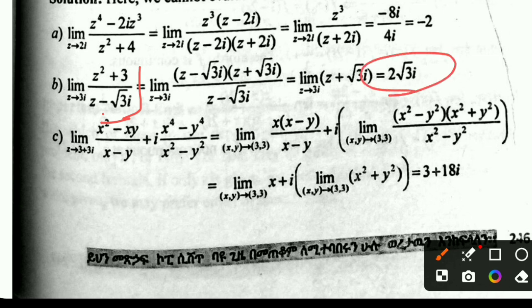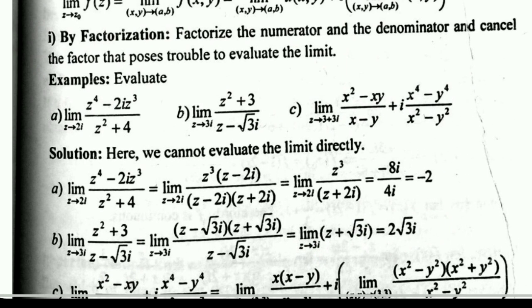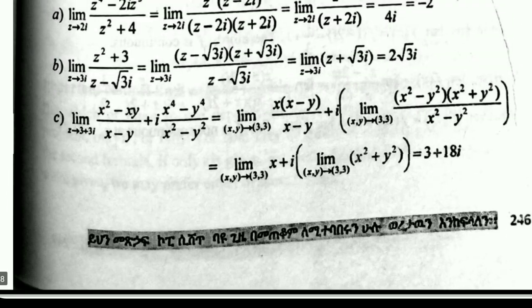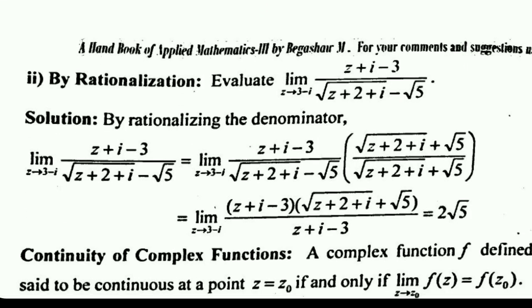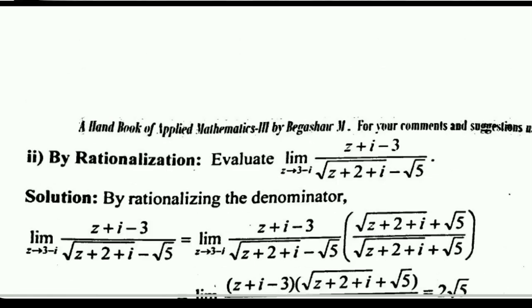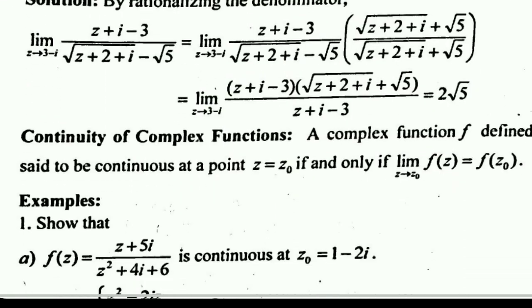That gives 2 times the square root of z, and as z tends to the square root of 3i, it gives us 2 times the square root of 3i. So by using this method, you can also do other examples, just as with factorizing. The next method is rationalizing, and we have seen one example. The above example is about rationalizing.